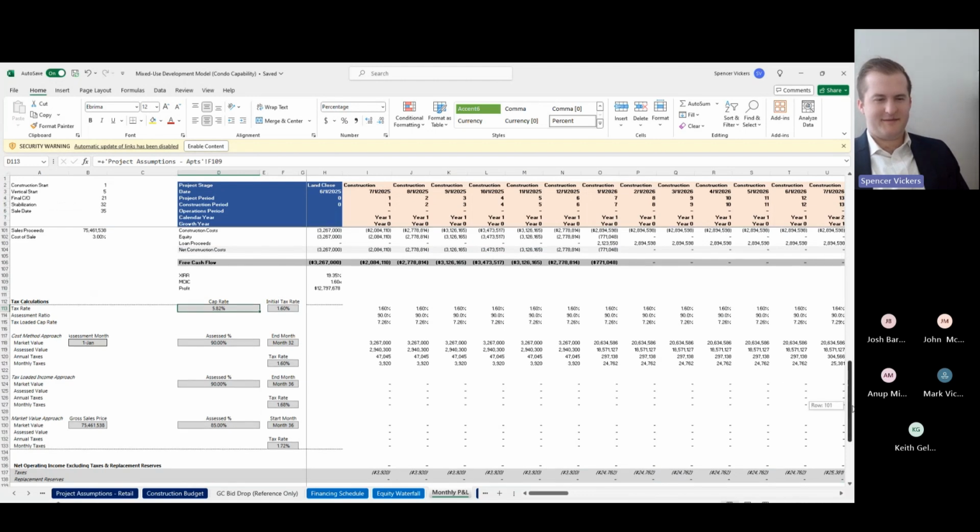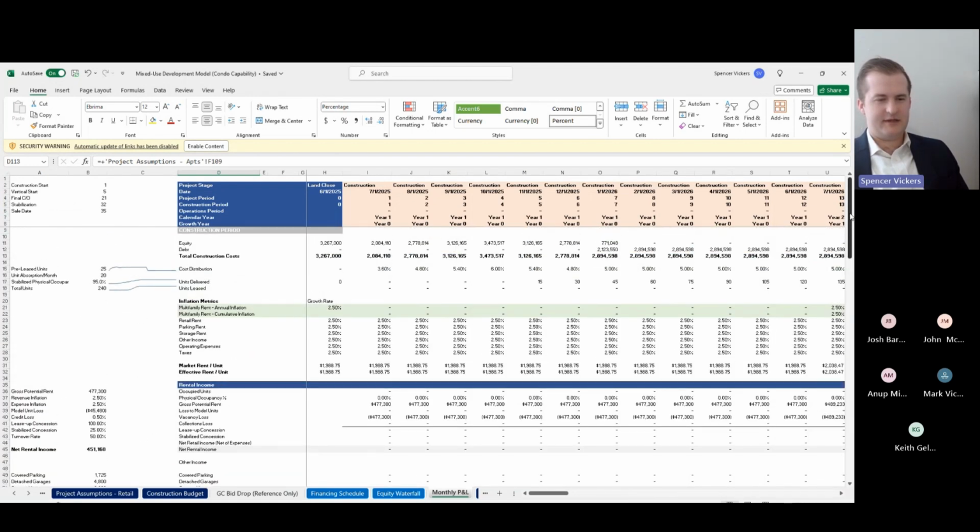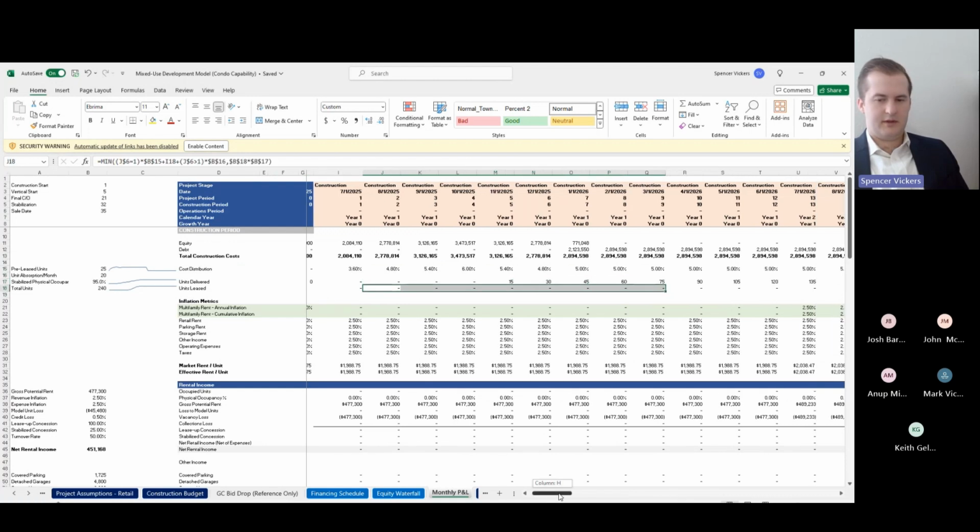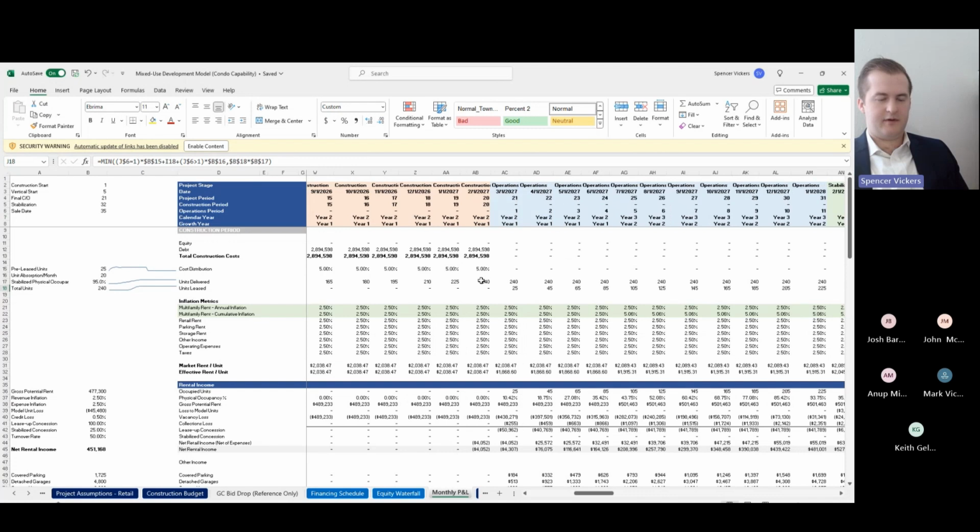This is the monthly profit and loss statement. So this is really the engine of the model. I won't go through every little bit in detail because that would take way too long. But the basics of it is we're having our construction costs flow through. We're getting our cost distribution, unit delivery schedule, units leased schedule, which again, yeah, that comes over here. And after all of your units have been delivered, then you get your leases flowing through.